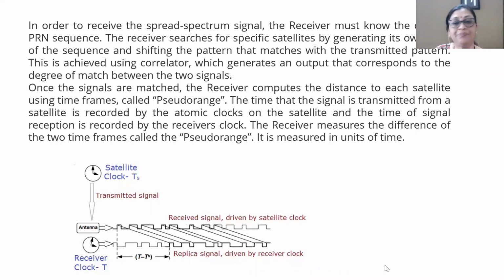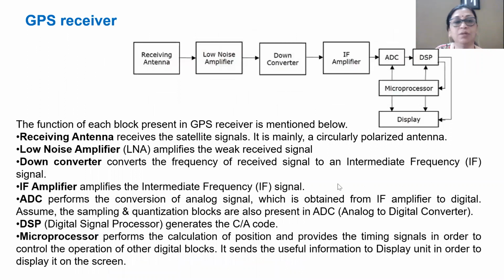Now let us go to the block diagram of the GPS receiver. What your GPS receiver consists of, you can observe here, is just like any communication system. If you compare the components of a communication system with those of a GPS receiver, they will match. It will have a receiving antenna, it will have an amplifier, there is one frequency converter which is called a down converter, and then there is an IF amplifier.